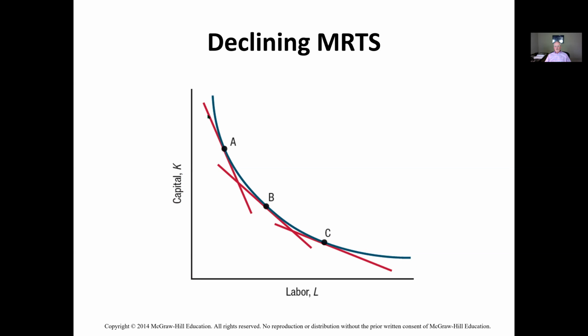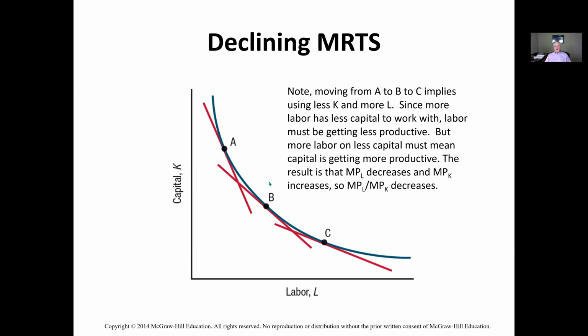So A, B, C, as you can see, the slope of the isoquant is diminishing, but what's happening here means that the ratio of the marginal product of labor over the marginal product of capital is decreasing. So as I move down this isoquant, less capital, more labor. The labor has less capital to work with, so the marginal product of labor is going to be decreasing.